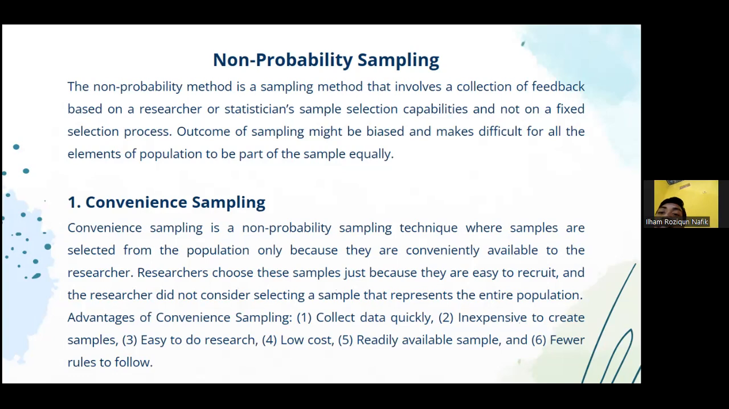The advantages of this sampling: the first is collect data quickly. The second is inexpensive to create samples. The third is easy to do research. The fourth is low cost. And the fifth, readily available sample. And the last is fewer rules to follow.